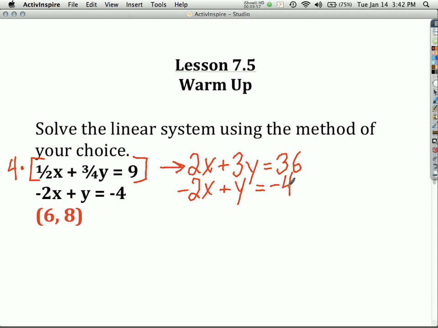And now you are set up perfectly for elimination. This disappears and you get 4y equals 32. And so you get y equals 8. Plug it into the second equation, solve for x, and you've got your x coordinates. Now, there were quite a few other ways you could have done it, but in my mind, that was by far the easiest. Brandon and then Shu.